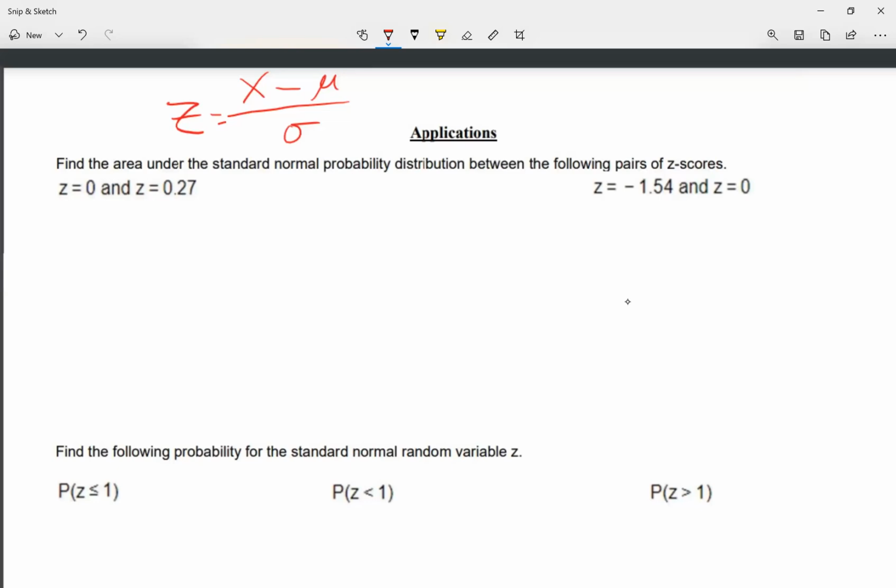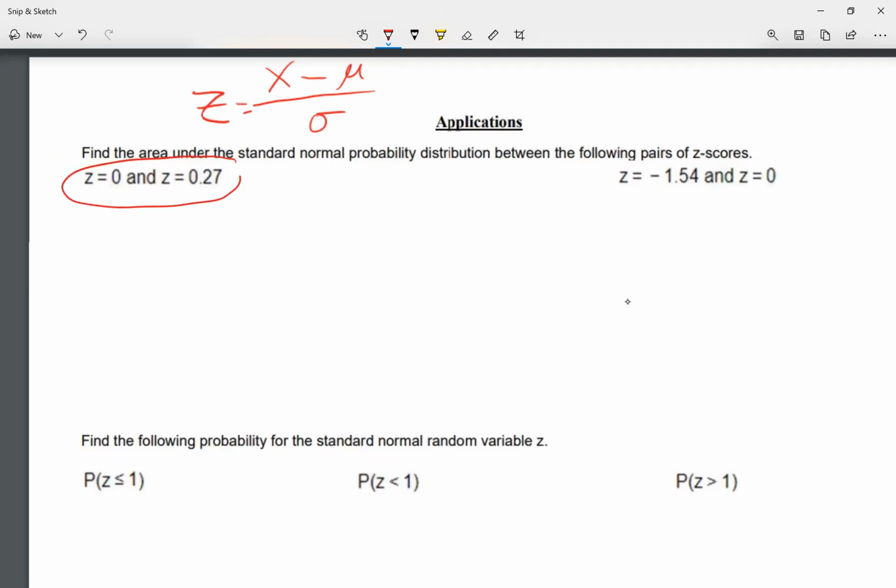So now looking at here, it says find the area in between z is equal to 0 and z is equal to 0.27. When I'm looking at this as a graph, z is equal to 0, basically that's the mean. When z is equal to 0.27, it goes to the right. So I'm looking at this area. Okay, now for me to find this, I'm gonna use the table that I gave you.